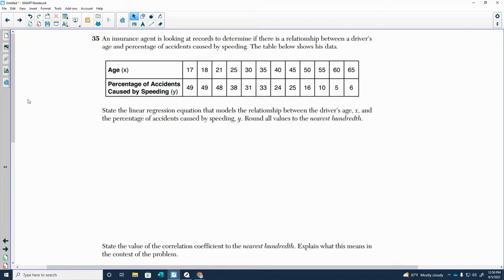State the linear regression equation that models the relationship between the driver's age, X, and the percentage of accidents caused by speeding, Y. Round all values to the nearest hundredth. Okay. So the very first thing I'm going to do when I'm doing a linear regression is try to get all of this data into the graphing calculator. All right, so that's step one.